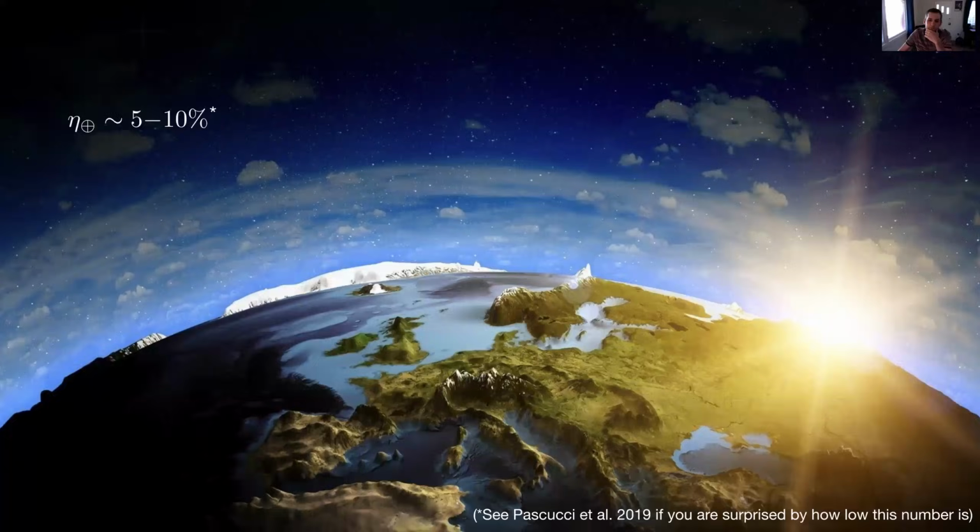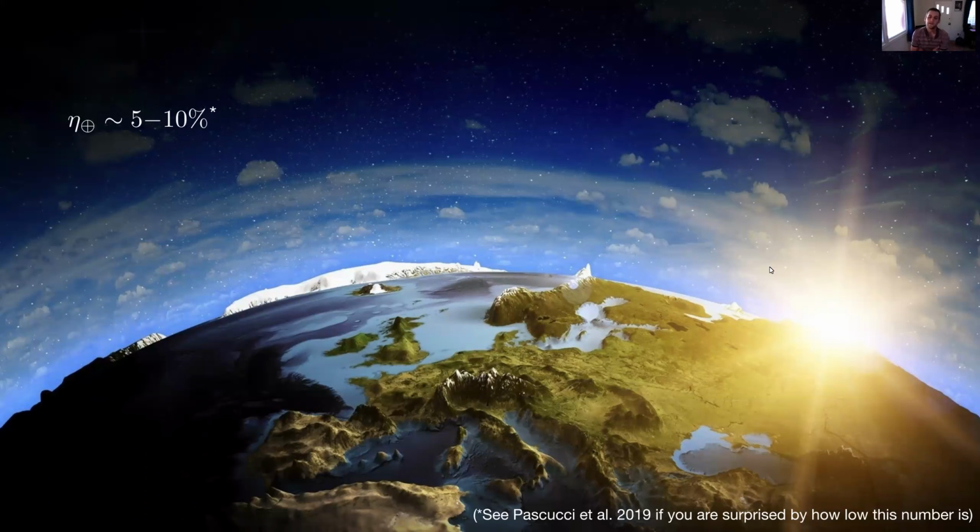Well, Eta Earth, the fraction of Earth-like planets around Sun-like stars, has now been constrained, even if there are some uncertainties. This is not the complete story, right? This is only telling us how many planets are more or less in the habitable zone and have a size that is more or less similar to the Earth.